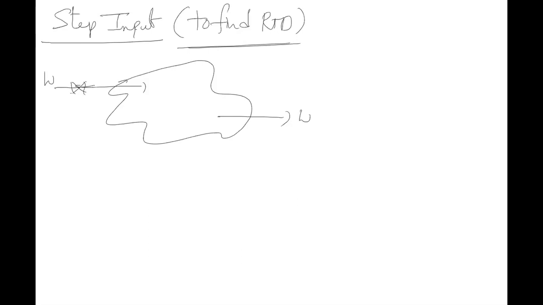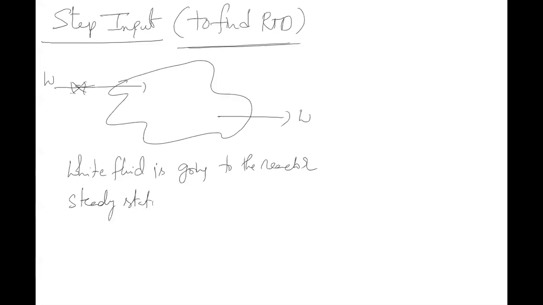So here, white fluid is going to the reactor. Steady state is established. Is RTD unsteady state or steady state? Once you inject the red fluid in the pulse experiments, will the system become steady or unsteady? Unsteady system, because red is continuously going out of the reactor.